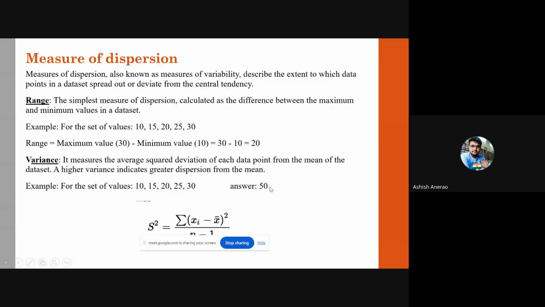This quantity represents the spread. So here the answer is 50. The greater the spread, the lower the accuracy, or the greater the variability. Whatever we want to study, if that thing shows maximum variability, it means that type of data is not good.